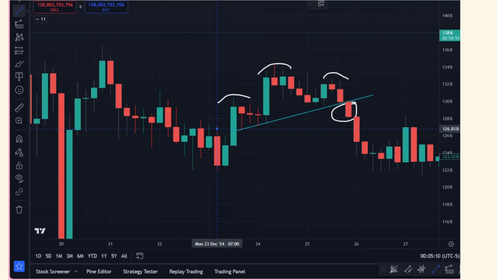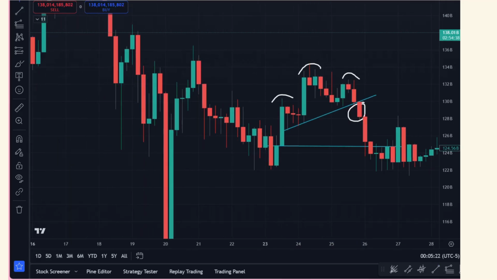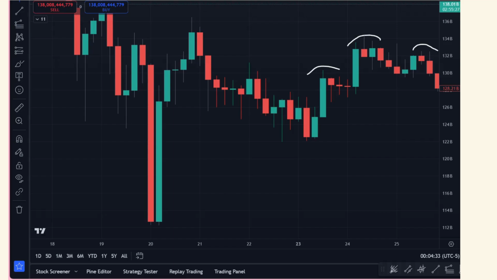How to exit this trade? You could either exit on this support line with your first candle, or you could push this down to the second candle. It gives you a better exit, more profit indeed. And as you can see, it literally stops on the support line. It's just waiting now.